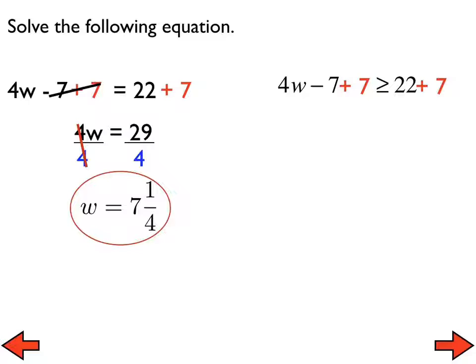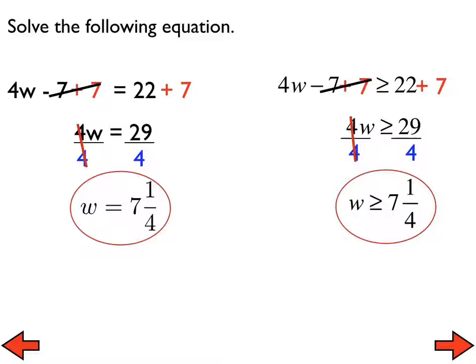And then the inequality we actually did before as well. We already know how to do this kind of problem. You're going to solve it exactly the same way. Get rid of constant, get rid of coefficient. The only difference here is in an equation, your solution is going to have w equals one number only. That's the only number in the world you can plug in to make a true statement. But in an inequality, you can plug in 7 1/4 and make it true, or any number bigger than that. There's an infinite number of answers that would work.